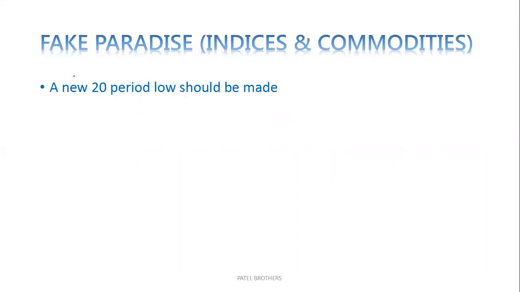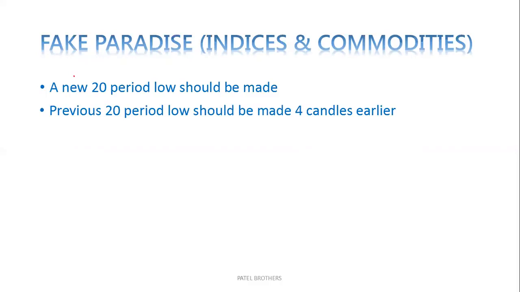So what are the conditions? For the buy, a new 20 period low should be made. For the sell, it is totally the opposite: it should be a 20 period high. Period means I am counting 20 candles. I am not talking about whichever time frame you are using. You have to see the last 20 period high or low.